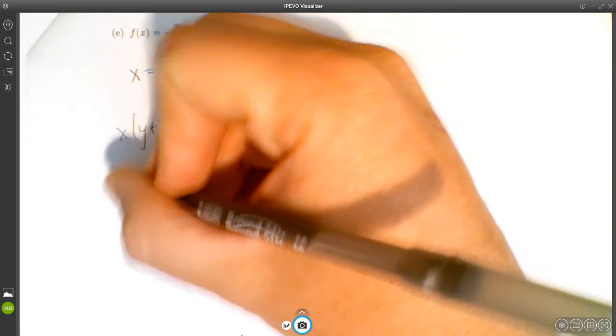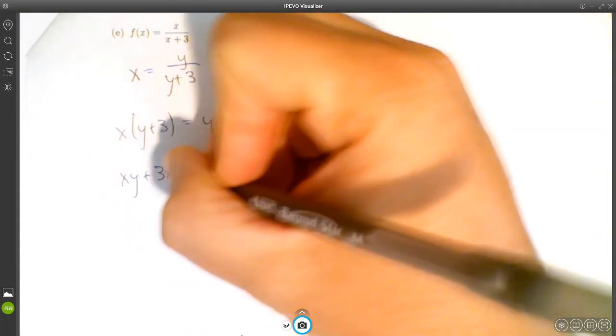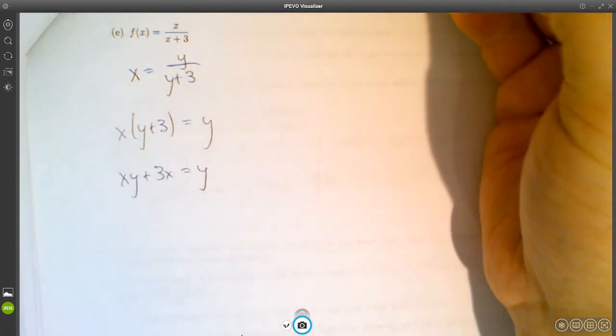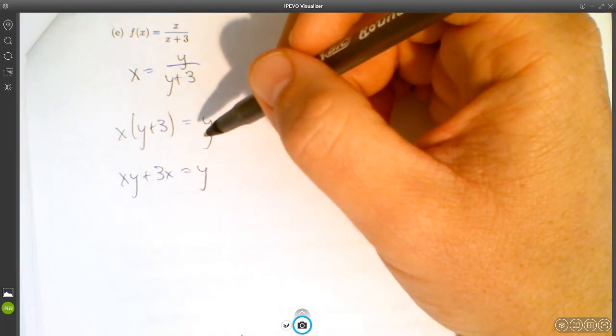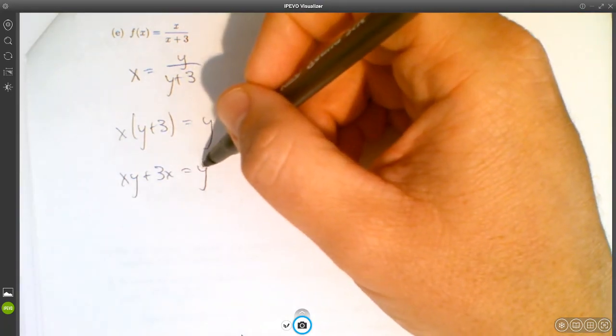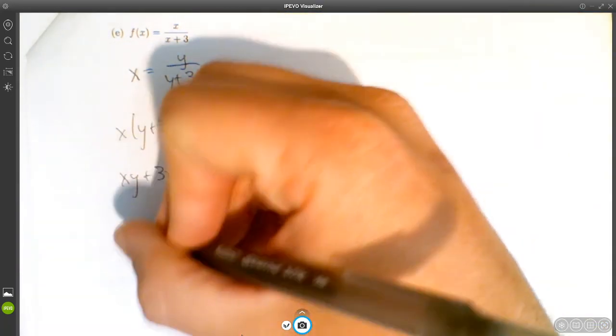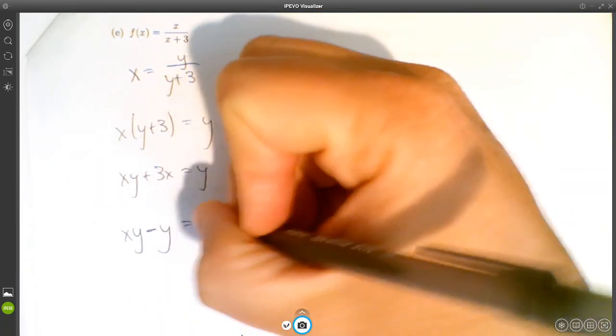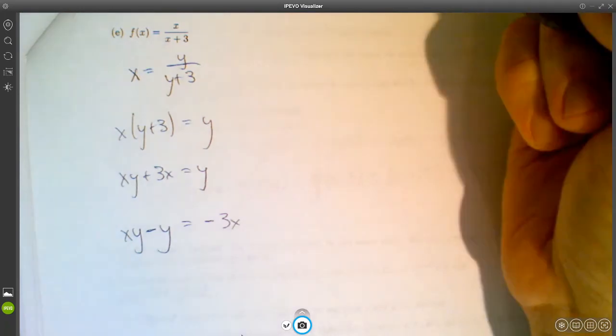So here's how we're going to accomplish that. Let's distribute the x. And then I'm going to get all of my y's on the same side of the equation, and anything that doesn't have a y on it, I'm going to put on the other side. So I'm going to move this y over here, to get xy minus y. I'm going to move this 3x over there and get negative 3x. Okay? Now I can factor out a y.